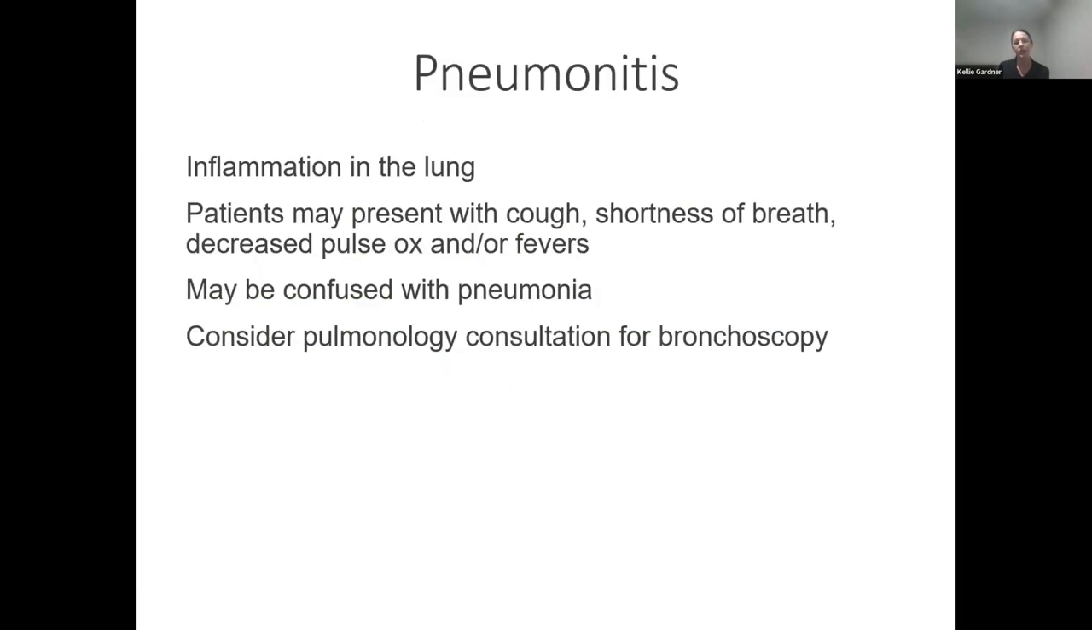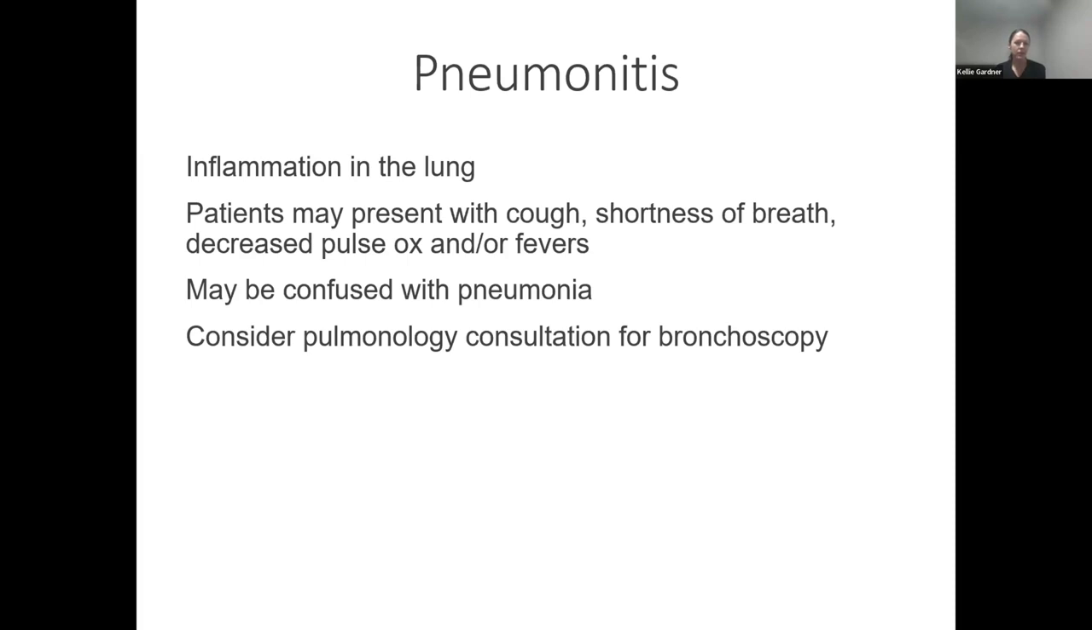Pneumonitis, inflammation of the lung, happens in about 5% of patients on PD-1 drugs. Patients usually can present with a new cough or worsening cough and new shortness of breath, decreased oxygen levels on the pulse ox, and possibly some fevers.